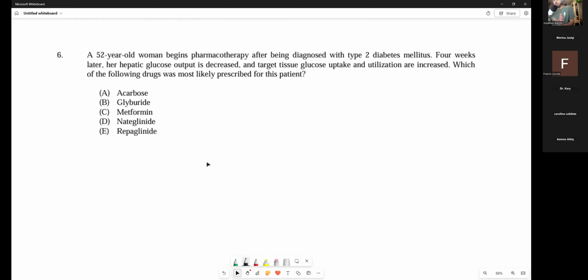Metformin. Yes, metformin. Metformin inhibits gluconeogenesis, right? It stops you from trying to make more glucose in that sense. Now you're trying to utilize as much glucose as you can from your dietary source. So metformin doesn't really give you the problems that patients would have, like hypoglycemia. It really wouldn't do this.